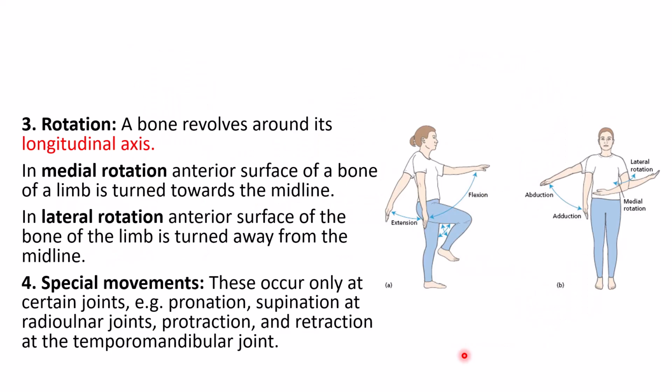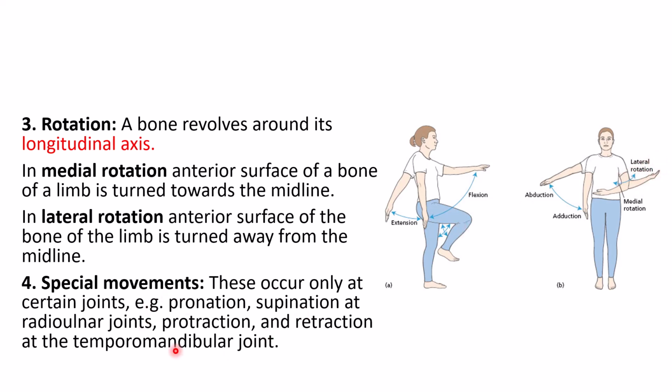Now what is rotation? Rotation means a bone revolves around the longitudinal axis. I have already told you about the longitudinal axis. Here we will talk about the anterior surface of the bone in both the medial rotation and the lateral rotation, and we have to move the anterior surface of the bone either towards the midline in the medial rotation or away from the midline in the lateral rotation. You can see here in this diagram, this was the anterior surface, and in this one they have moved the anterior surface toward the midline. This is called the medial rotation, and here they have moved the anterior surface of the limb away from the midline. That is called the lateral rotation.